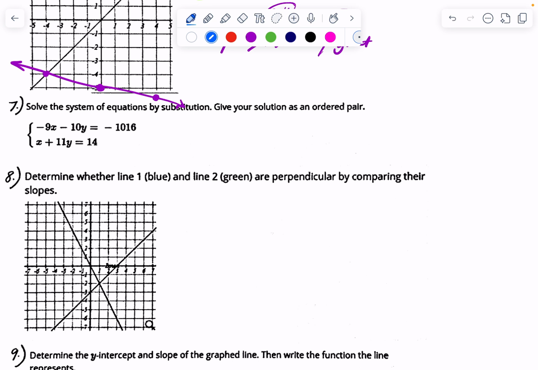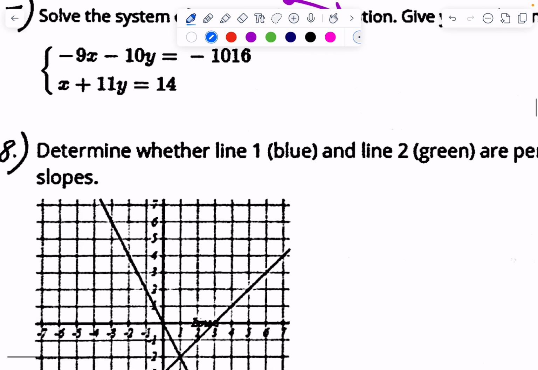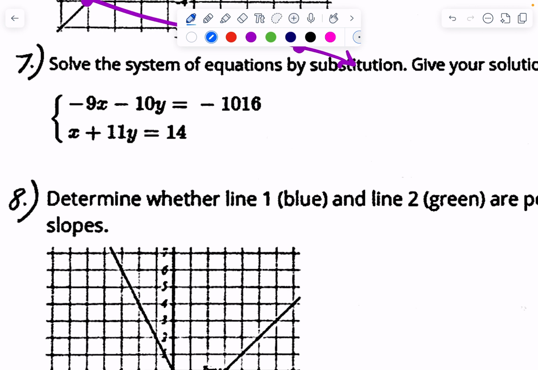Okay. So it says solve by substitution. So they're forcing us to use substitution, which is fine. It's not my favorite. But I'm going to pick to use this bottom equation and get x by itself. So I'm going to subtract 11y.